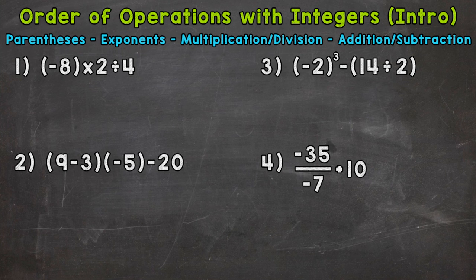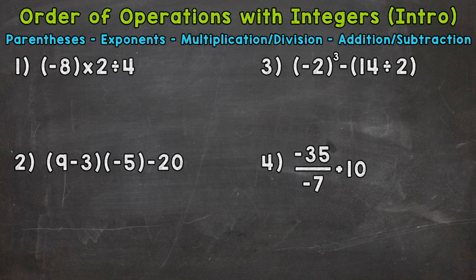Let's jump into number one, where we have negative 8 times 2 divided by 4. And we'll start our process by looking for any sets of parentheses. So do we have any sets of parentheses where we have to solve something within those parentheses? No. We do have parentheses, but we just have a negative 8 in there. Nothing that needs to be solved. We sometimes put parentheses around negative integers to help organize our problem. That way we don't confuse that negative with another operation within the problem, and it also helps make that negative 8 stick out so we don't forget it's a negative 8 and lose sight of that as we go through our process. So we now go to exponents.